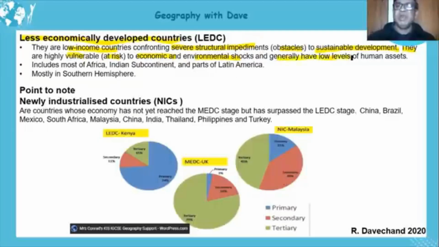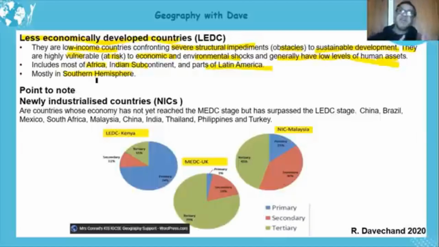So they have generally low levels of human assets, in terms of people's income, their savings, whatever. And even their skills. Not because they're not intelligent, but because they haven't been given the opportunities. This includes most countries in Africa, the Indian subcontinent, and parts of Latin America. Lots of them are in the southern hemisphere. Not all of them, because the Indian subcontinent is in the northern hemisphere, but lots of them are in the southern hemisphere.